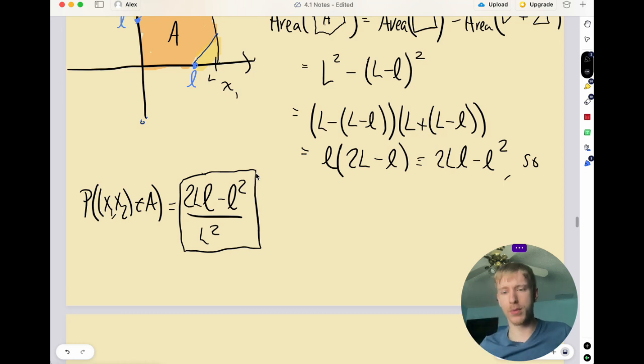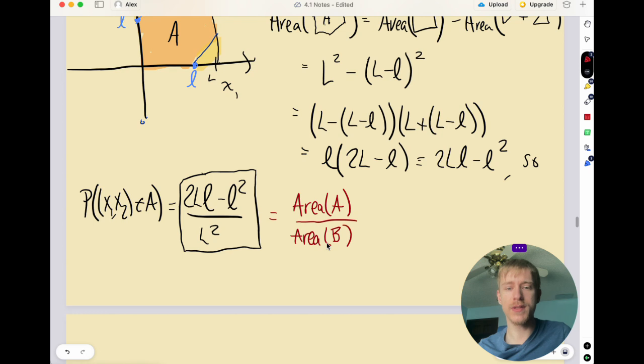Now, I want to make a couple of remarks about this answer. The first remark is that this was actually the same thing as just the area of the region that I was interested in. No surprise there, we spent a while computing that. But then I'm dividing by the area of the entire sample space region, the area of what I've designated B.